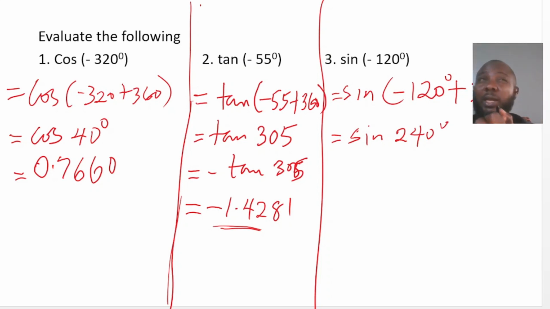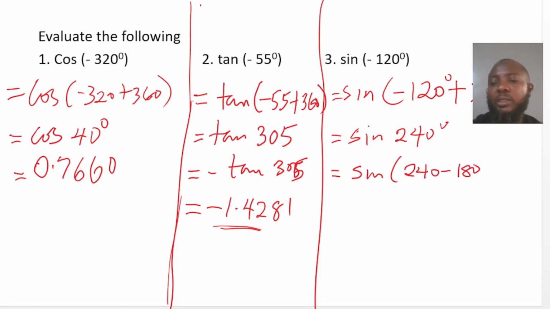So it falls under the second quadrant. No, third quadrant. Less than 270. Third quadrant. And in the third quadrant, sine is negative. That is sine 240 minus 180. You can find it straight. It is negative, right? Minus sine. So this is going to give us 60 degrees.